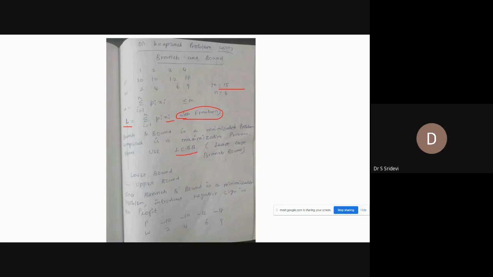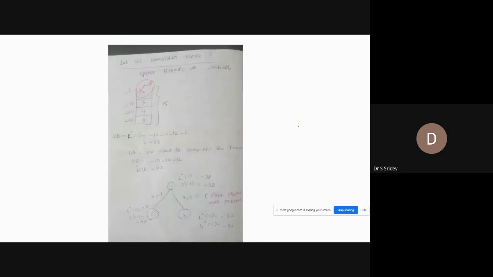Since branch and bound is a minimization problem, we are going to introduce a negative sign in the profit. So copy the profit values, just put a negative sign in all the profit values. You have to keep the weight as it is. This is the assumption you made in order to satisfy the branch and bound concepts.